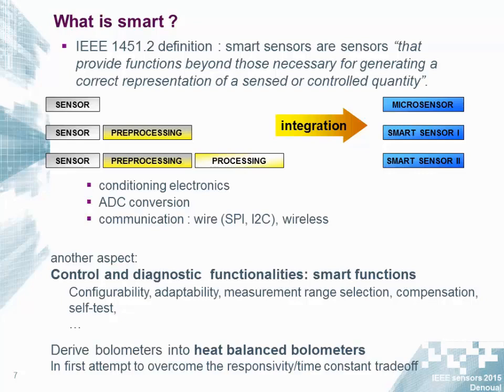The other one can be given by this. These are control and diagnostic functionalities, such as configurability, adaptability to the environment, measurement range selection, compensation, self-test, that are implemented in some kinds of sensors we have. For example, the accelerometers with self-test features and measurement range selection.